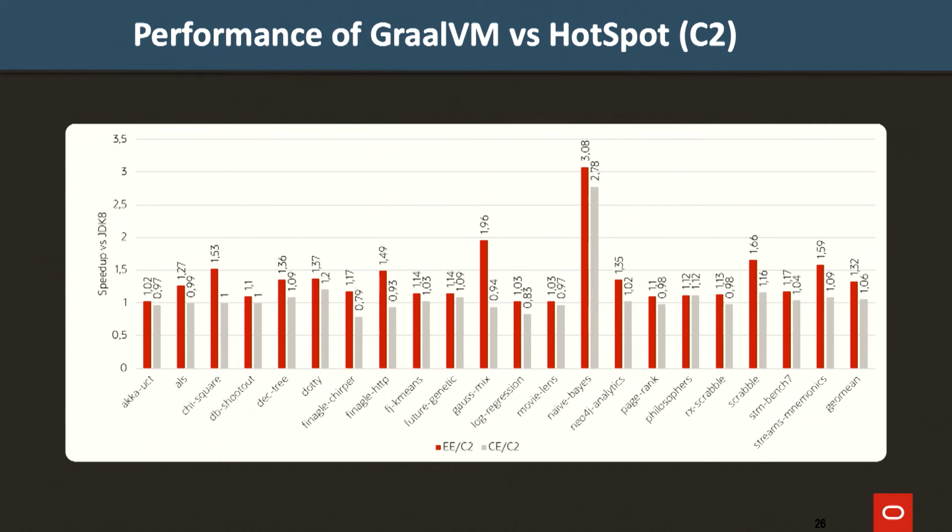I haven't clarified, the EE means Enterprise Edition, right? So that's the red bar, and CE is Community Edition.